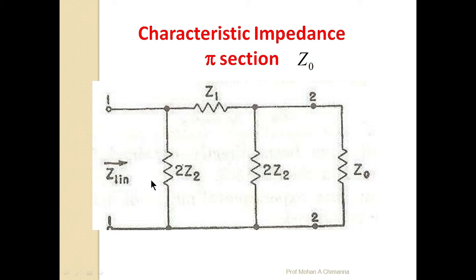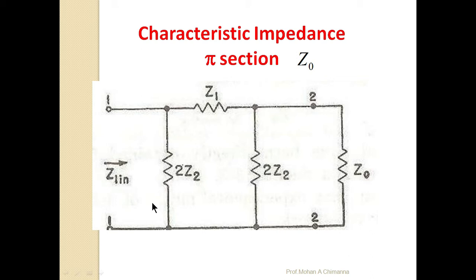Good morning students. Today onwards we will discuss the characteristic impedance of the pi section. In case of the characteristic impedance of the pi section, we will find out the output impedance, where Zin is applied across the input side here, and we find the output impedance Z0.